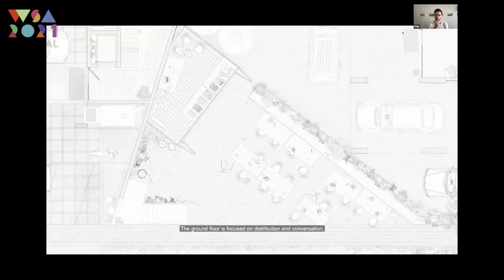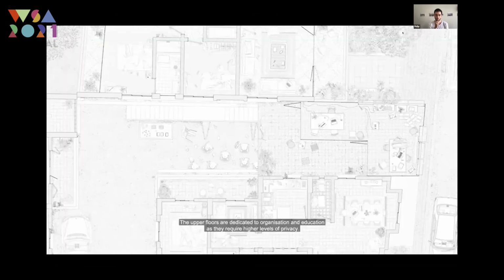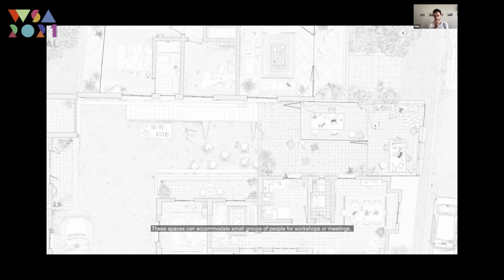The ground floor is focused on distribution and conversation. This to accommodate and reach a greater number of people, to increase accessibility, and to create a strong link with the community. The upper floors are dedicated to organization and education, as they require higher levels of privacy. These spaces can accommodate small groups of people for workshops or meetings, and can also be transformed into small private spaces for individual consultations of different sorts.